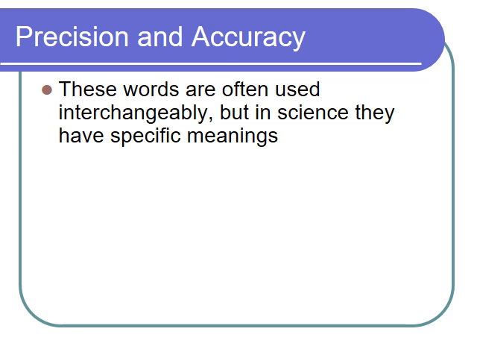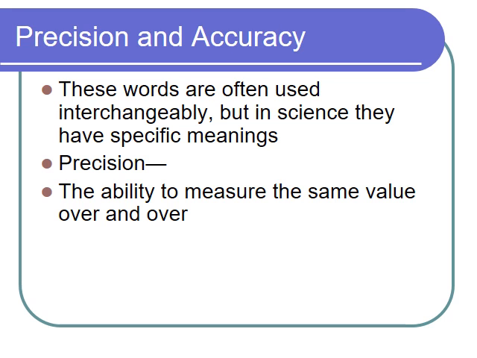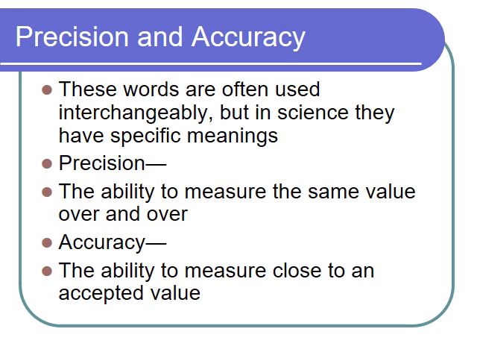Precision and accuracy in everyday conversation are often used interchangeably, but in science, these words have specific meanings. Precision is the ability to measure the same value over and over to get the same result. Accuracy is the ability to measure close to an accepted value to get the right measurement.